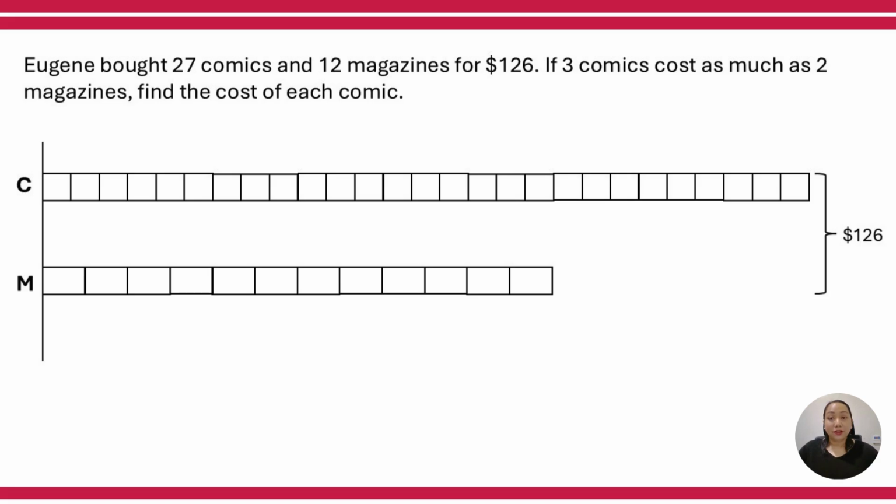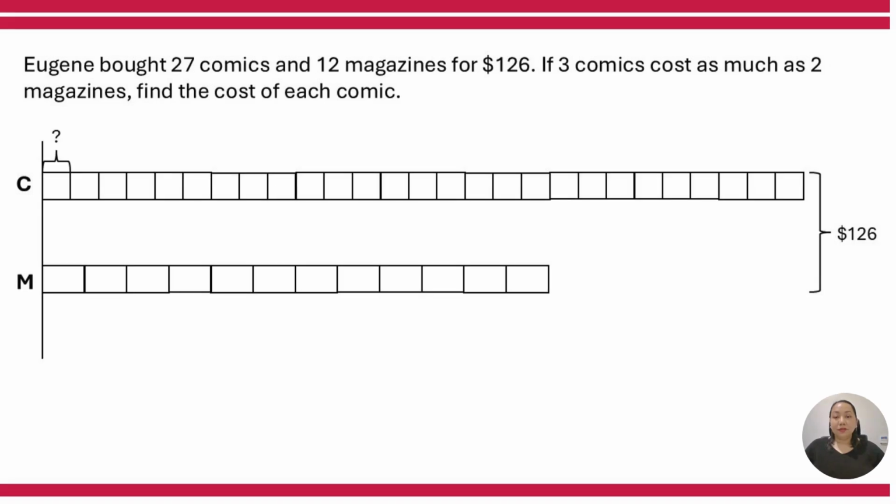The total cost of the comics and magazines is $126. So I'm going to draw a bracket on the right side which covers both the comics and the magazines. Then I will label that $126. Find the cost of each comic. So I'll mark 1 unit of the comic bar with a question mark.